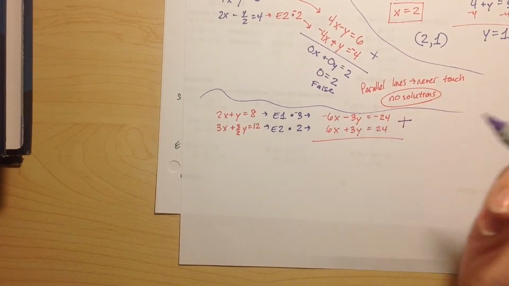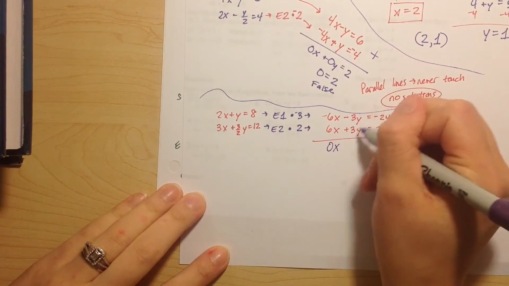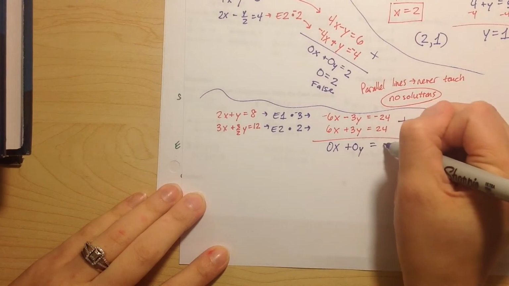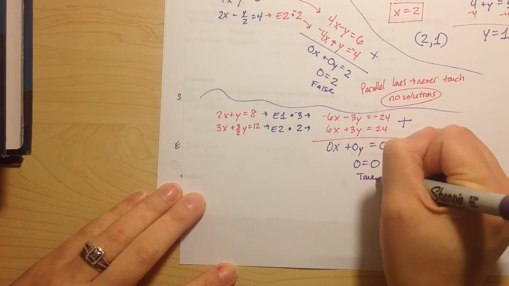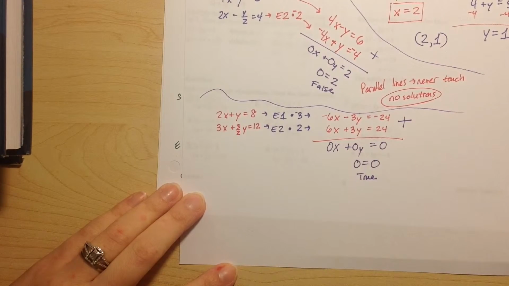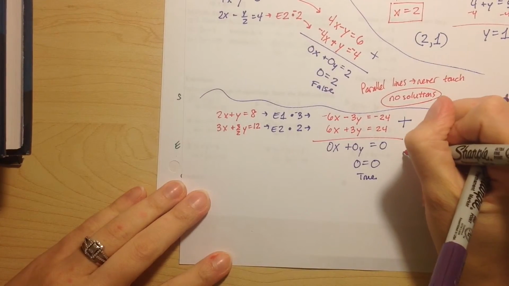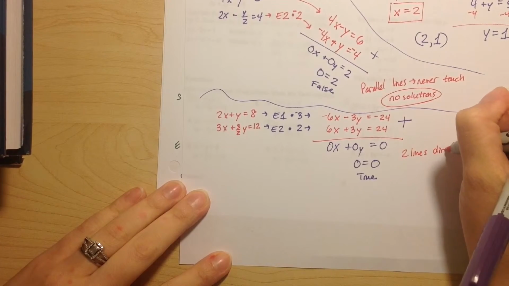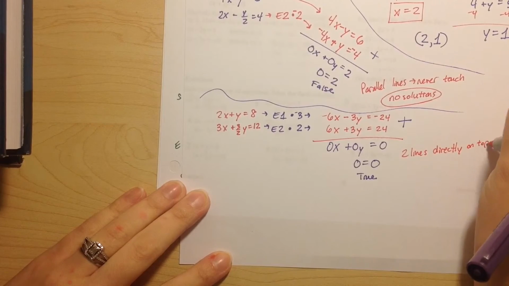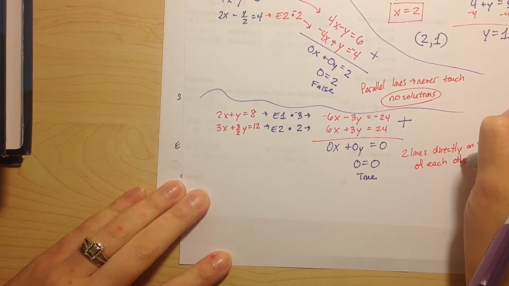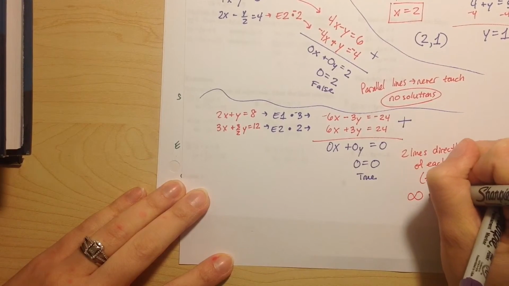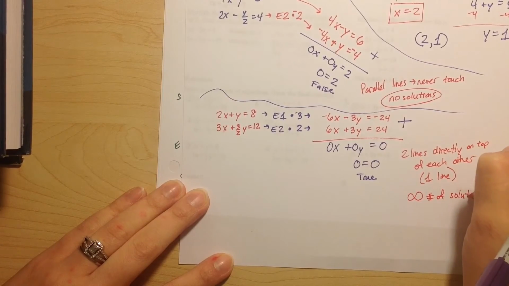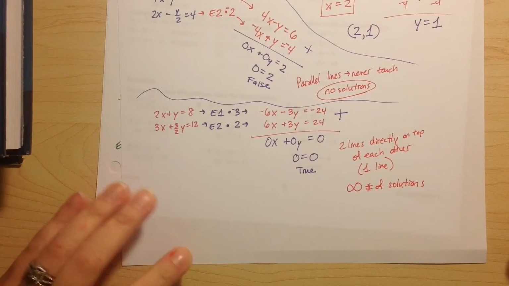Yep, cool. When I add those together, and I can add them now because I got my x's to be what I wanted, they're going to cancel nicely, I get 0x. Oh, 0y again equaling 0. So this time, 0 equals 0, that's a true statement. And again, remember from class, what does that mean? What are my answers? Hopefully you're remembering. This means that I have 2 lines directly on top of each other. So really, it's one line. Just one line. Meaning I have an infinite number of solutions.